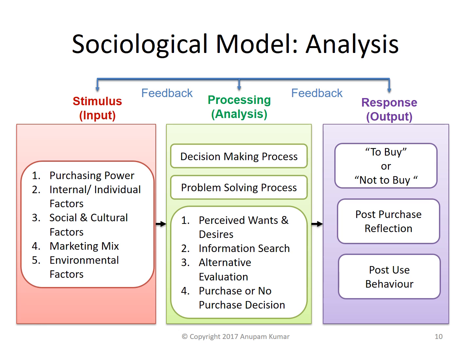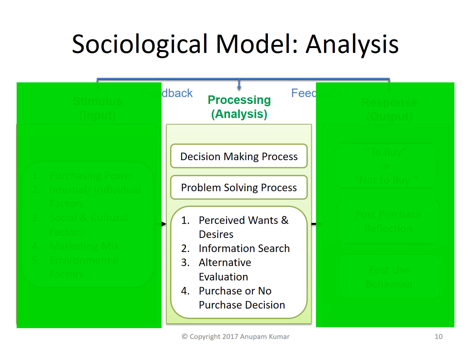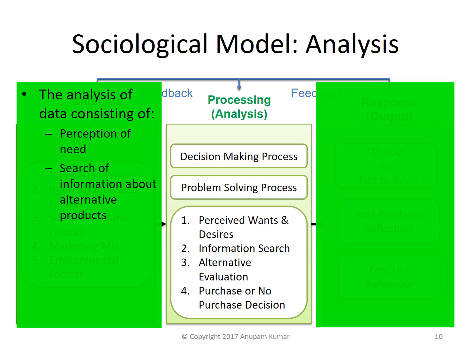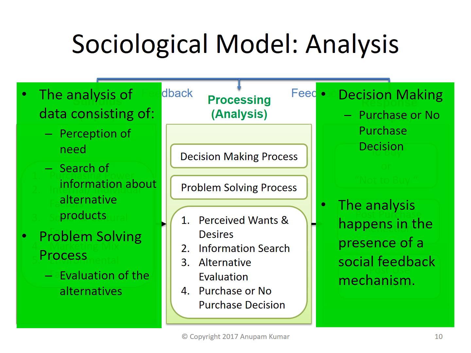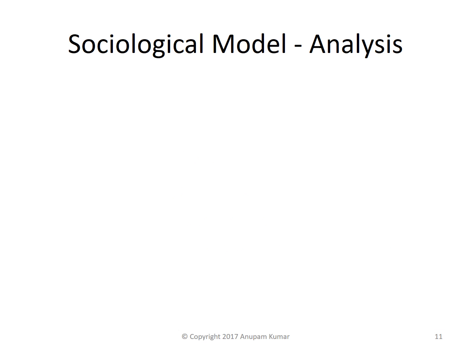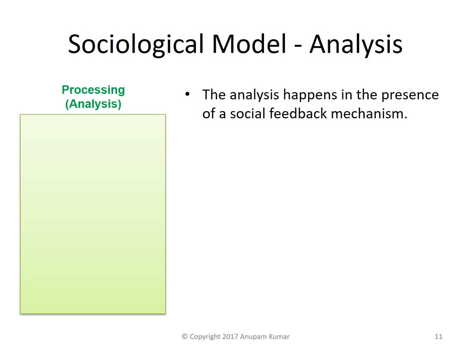Moving on to the processing part of the model, we have the analysis of data, which consists of the perception of need, the search for information about the alternative products available in the market. The problem solving involves the evaluation of alternatives, which product is good for me, which product is not good for me. Similarly, the decision making, like purchase or not to purchase decision. Even not to buy a product is also a decision. And all these kinds of analysis happen in the presence of a social feedback mechanism. That is, inputs from the society or the peer group become an important aspect while these analyses go on within the mind of the consumer.